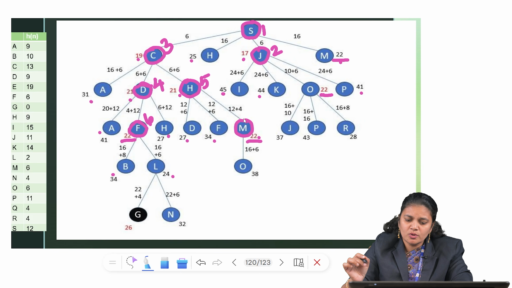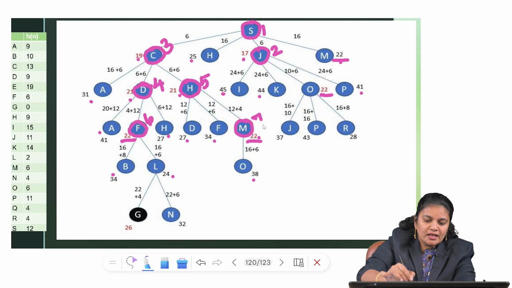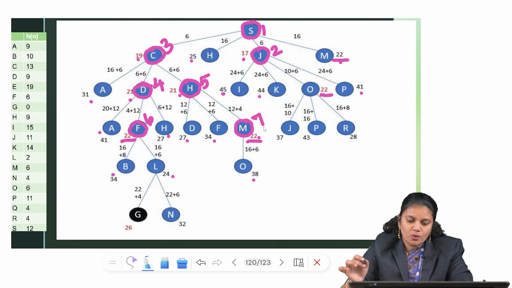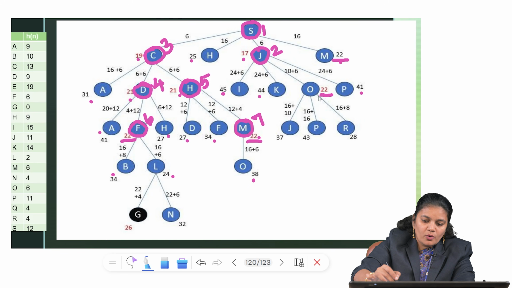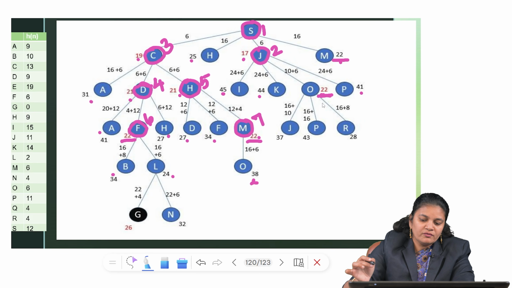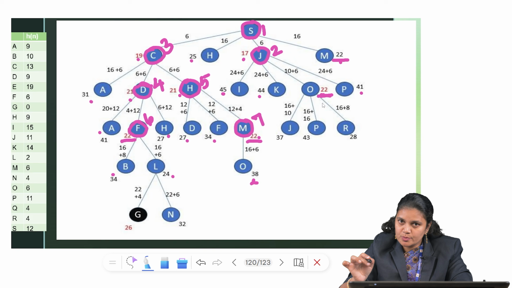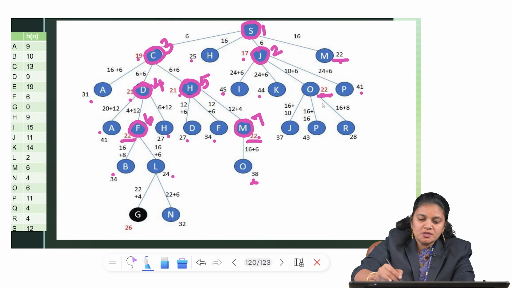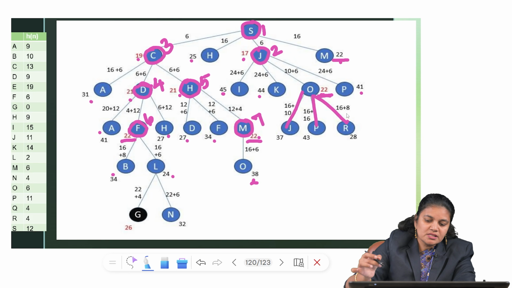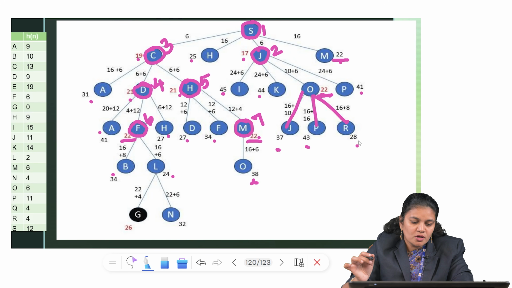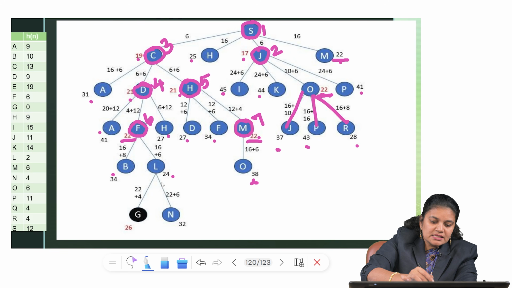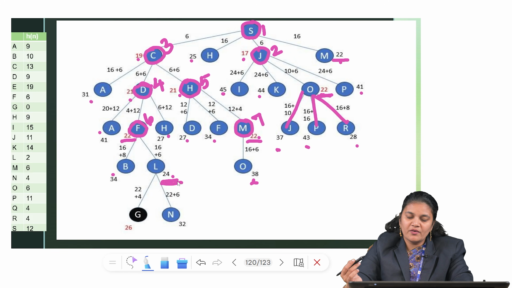Now M is explored, we are getting only O, that is with value 38. So again we have 2 O's, one with 38 and one with 22. Let us try to explore O with 22. So we are getting these 3 options. Again the values are more. So in the complete list, again we can find that this L is having the minimum value and now we are trying to explore L.